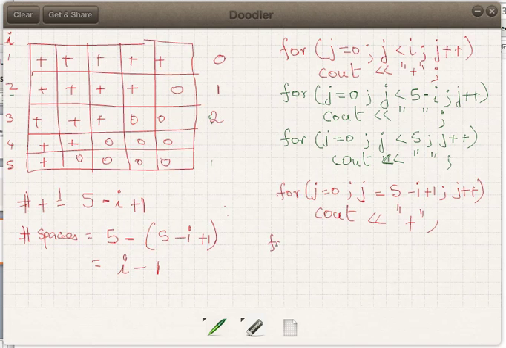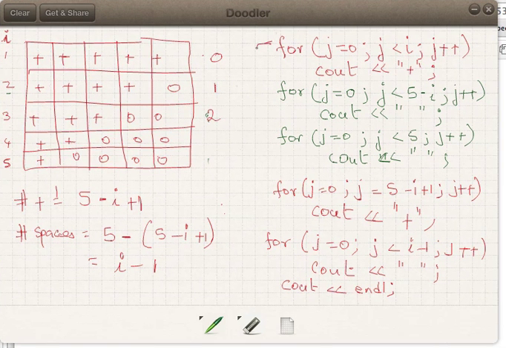So for j equal to 0, j less than I minus 1, j plus plus. And at the end, when we are done, we have to put an end of line. Cout endl. So the whole thing, this entire thing should be wrapped in a very outer loop.